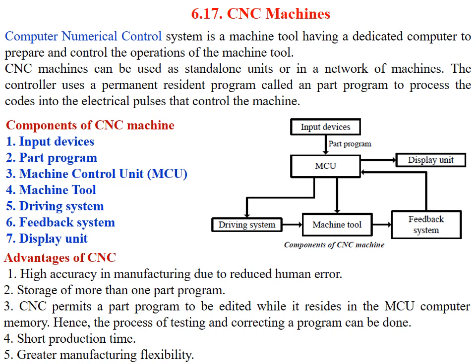So, the advantages of using a CNC machine are: it ensures high accuracy in manufacturing, it reduces human error, storage of more than one part program is possible, CNC permits a part program to be edited while it resides in the MCU computer, short production time, and greater manufacturing flexibility.